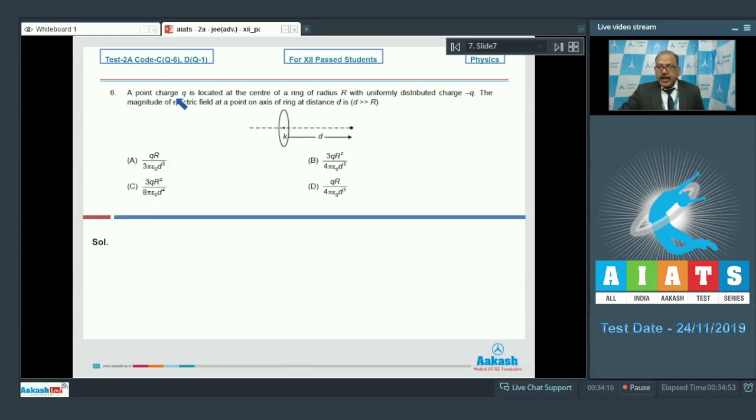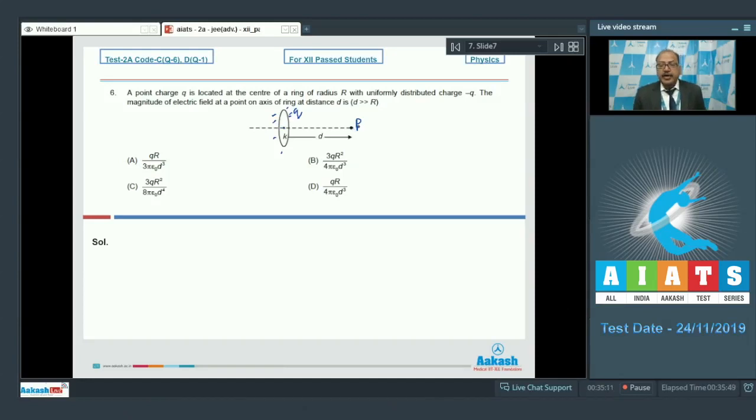Question 6 says, a point charge Q is located at the center of a ring of radius R with uniformly distributed charge minus Q. The magnitude of electric field at a point on axis of ring at distance D is, where D is much larger than R. Okay, so clearly the question is based on electrostatics, and we have to find the electric field at this point at distance D from the center of the ring. So this is the point, let's call it P. The ring has minus Q charge uniformly distributed, right? It's a minus Q, and at the center is point charge plus Q.